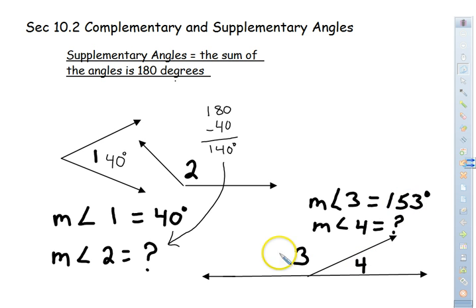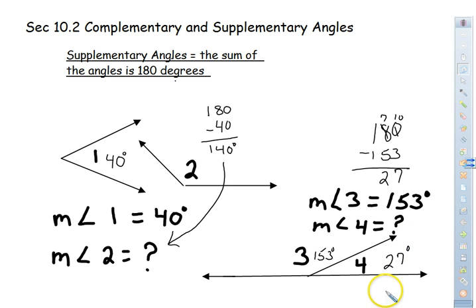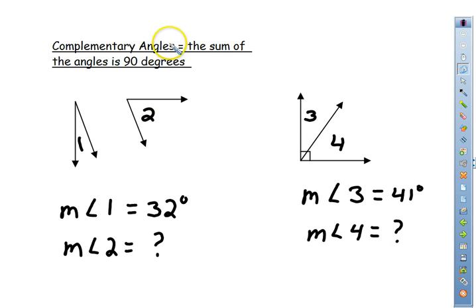So again, we know this measures 153 degrees. So we're going to simply take 180 and subtract 153 from that. And when you do that, we get 7. Borrowed from the 8, we get 2 and 0. So 27 degrees is my answer. Again, both of these angles must add up to 180 degrees. Okay? So now let's look at complementary angles.